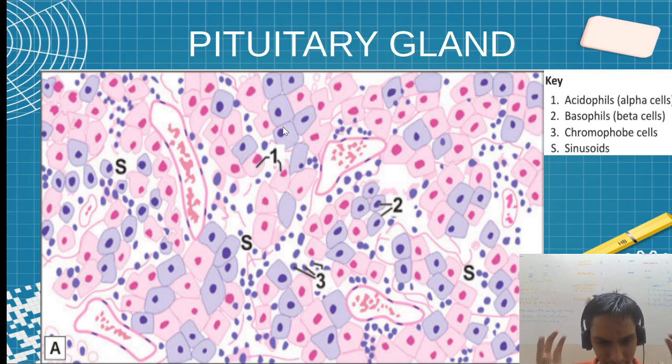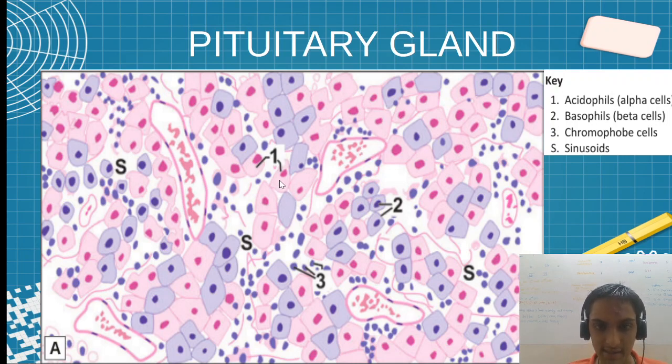This is a rough diagram to show you. So we are going to remember and identify three important structures. When it comes to the histology of pituitary gland, there are three important structures: alpha cells, beta cells and chromophobe cells. So let us try to identify in the diagram.